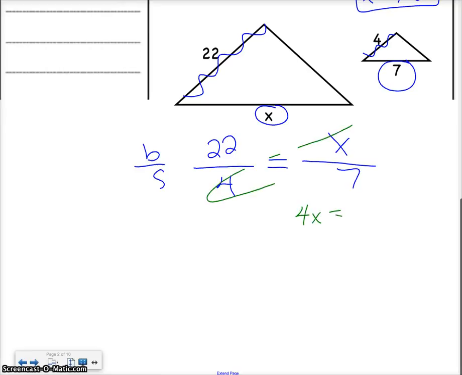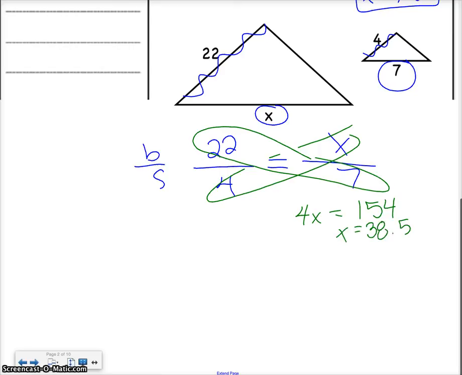4x equals, what, 22 times 7? 154. 154 divided by 4 is 38.5. Hey, you didn't have to do that one though. I bet a lot of your brains wanted to say 22 is to x as 4 is to 7. It'll be the same exact answer. Any choice is a good choice as long as you follow the pattern you initially choose. Make sense?